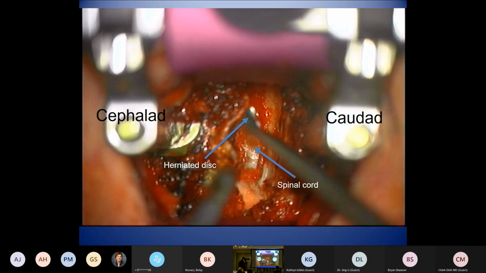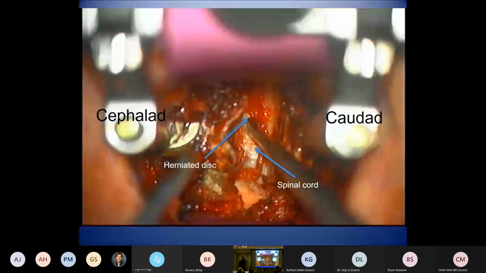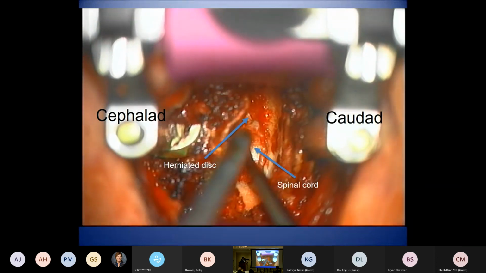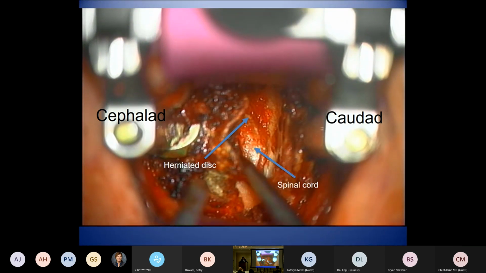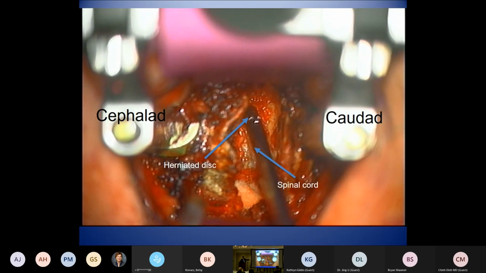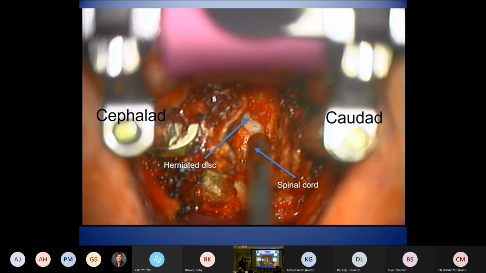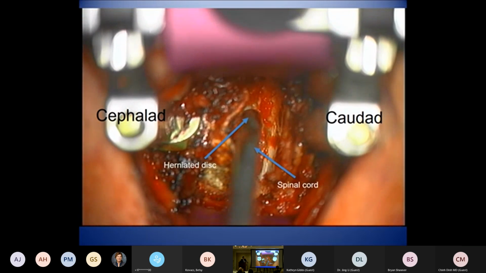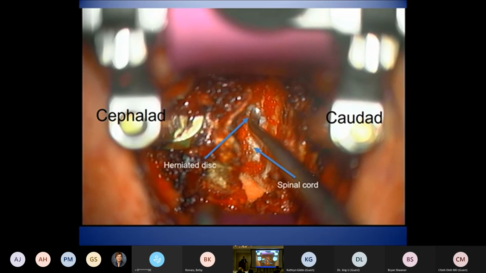These metallic objects are the pins that distract the vertebrae from each other, so we can access the disc in the middle. And I have an arrow pointing to where the herniated disc is, and the spinal cord is directly ventral to that. So you can see in this approach, which is an anterior approach, we have direct access to the front of the spinal cord, and we have direct access to that disc herniation, which is the thing that just came out. And what you're looking at is a surgeon's viewpoint. So you're standing in my shoes, looking down at the spine, taking out that disc.